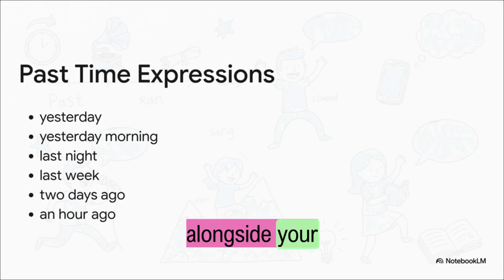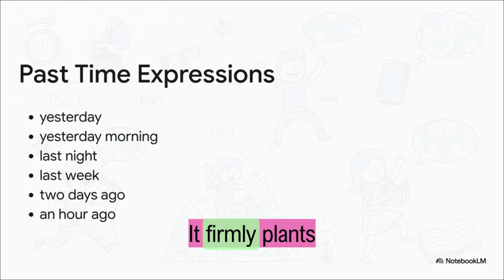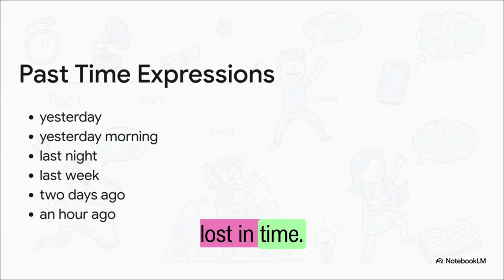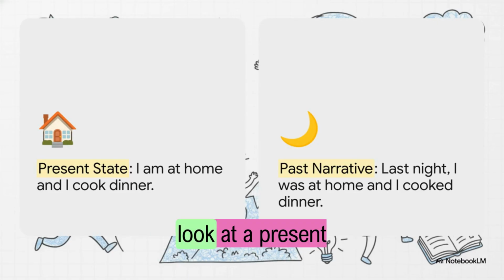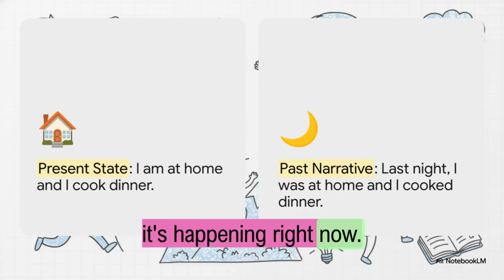Using these expressions alongside your verbs gives your listeners the specific vocabulary anchors they crave. It firmly plants your narrative in a specific moment so nobody gets lost in time. And here is where we see the real magic happen. Let's look at a present state. I am at home and I cook dinner. It's a fine sentence, it works, but it's happening right now.